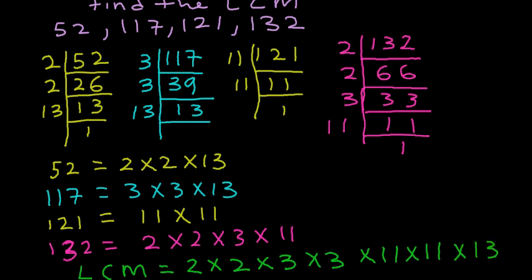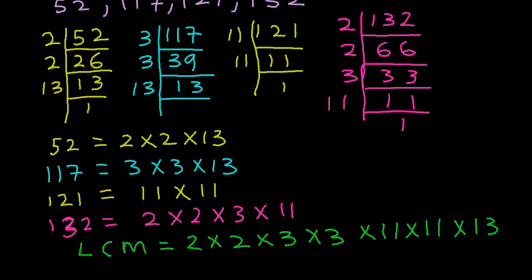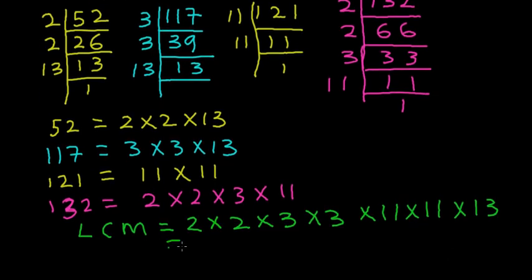Okay, now we punch in the calculator to get the total product. 2 times 2, 4. 4 times 3, 12. 12 times 3, that's 36. 36 times 11, that's 396. 396 times 11, that's 4356. 4356 times 13 gives you 56,628.